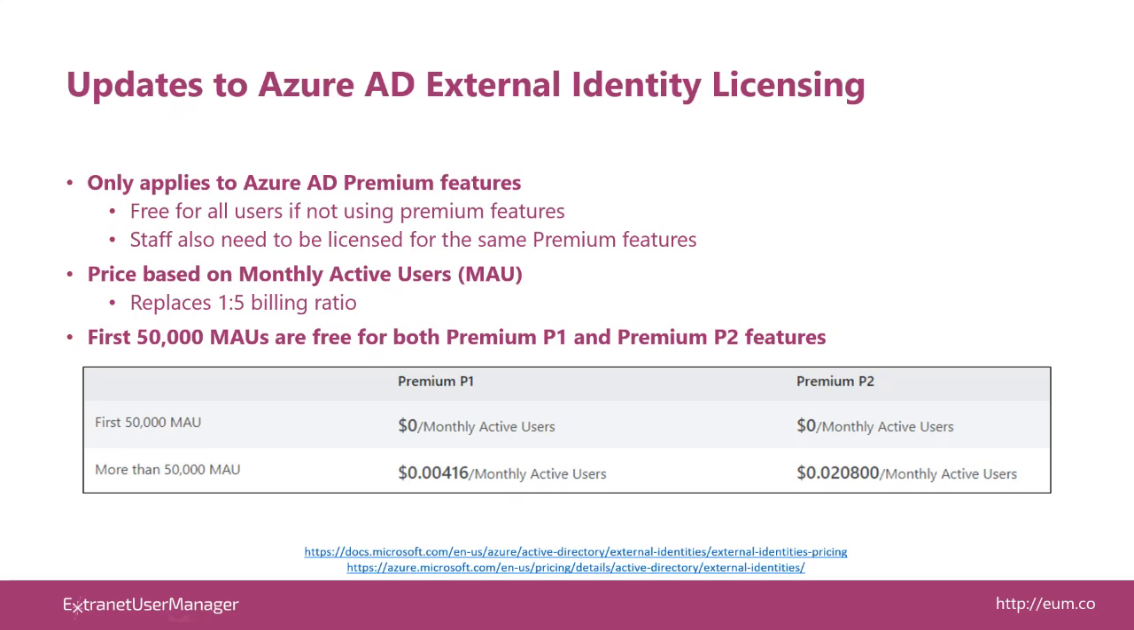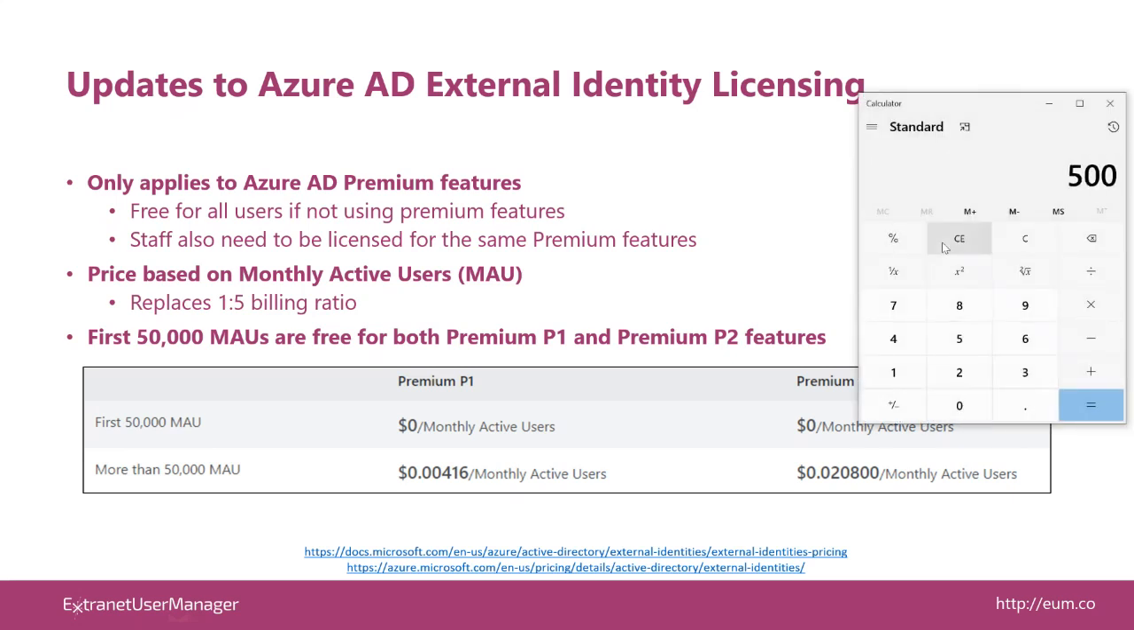Basically, your first 50,000 monthly active users are free. So let's say you have 100,000 users coming in every month using your external features. You've got a big extranet going on. But in any case, the first half of those, the first 50,000, are completely free. If you've got more than 50,000, let's take that example of 100,000, we can knock off the initial 50,000. We say, okay, we've got 50,000 remaining.